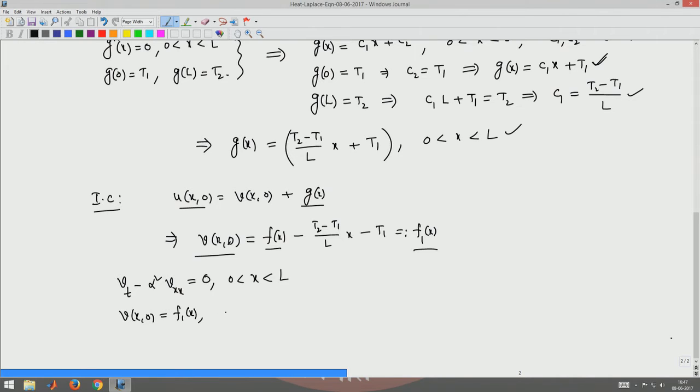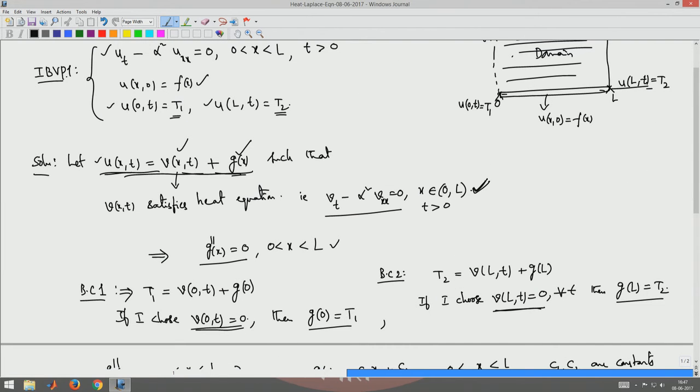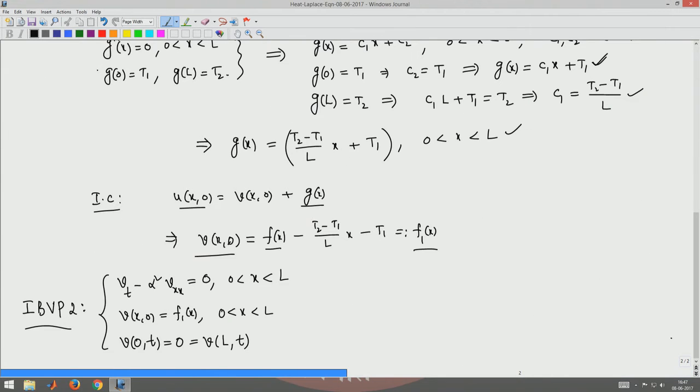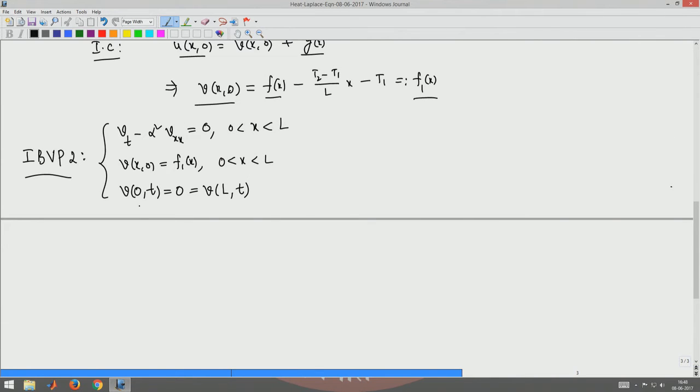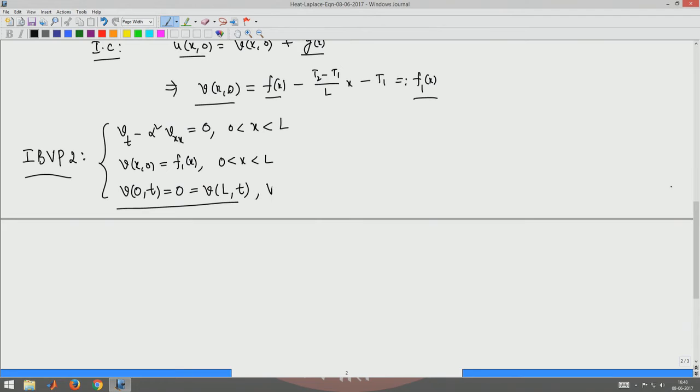And then the boundary conditions are V at 0,t equal to 0, equal to V at L,t. These are 0, this is how I have chosen, and this is true for every t. So, this is what it has become, initial boundary value problem 2. If this is 1, the initial boundary value problem 1 you want to solve, you have reduced to initial boundary value problem 2. That is easy to handle because now I have homogeneous boundary data. This is what we solve by the separation of variables method.